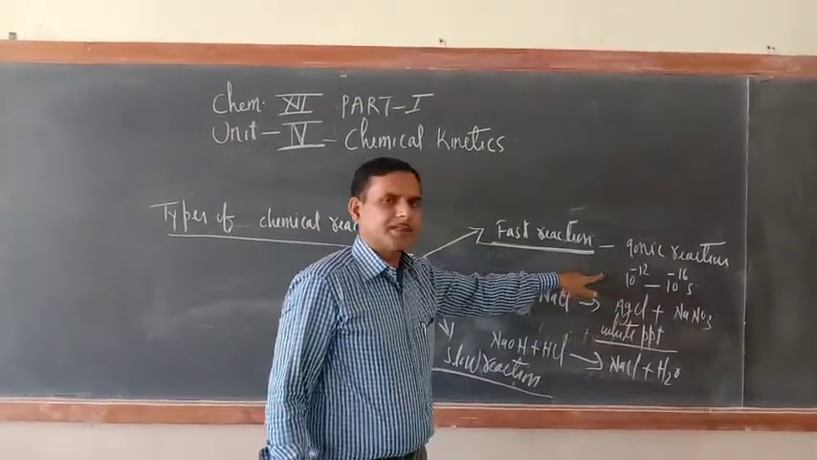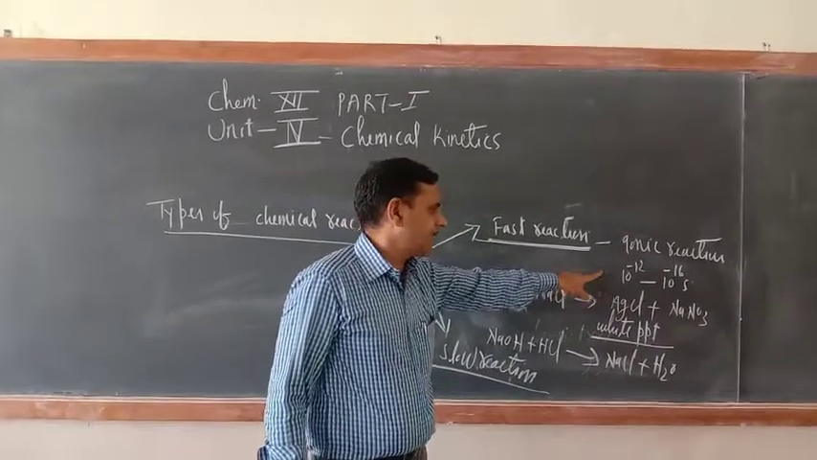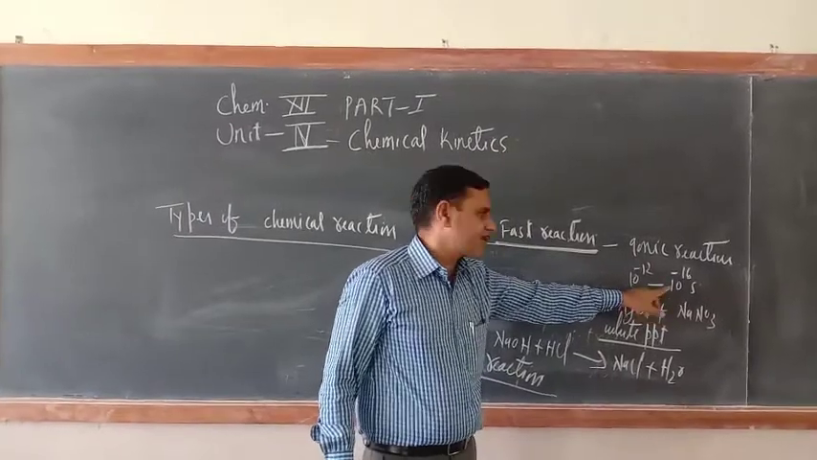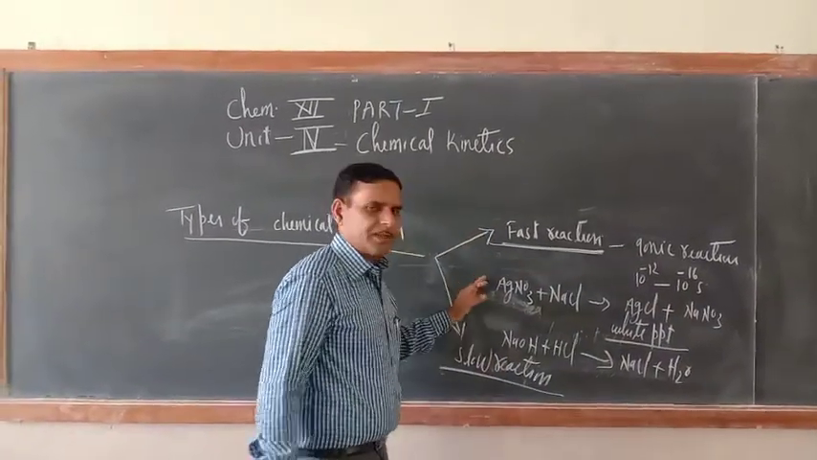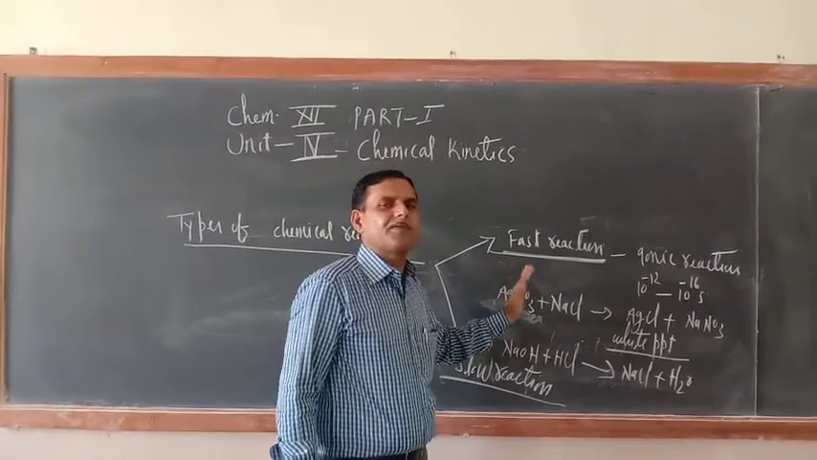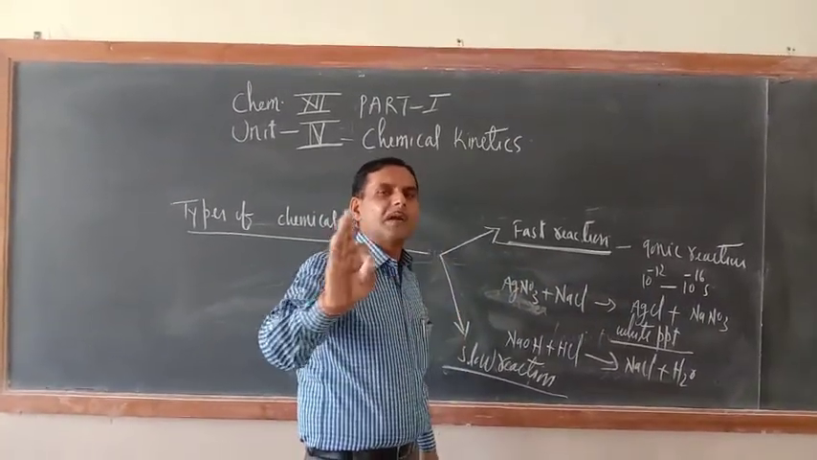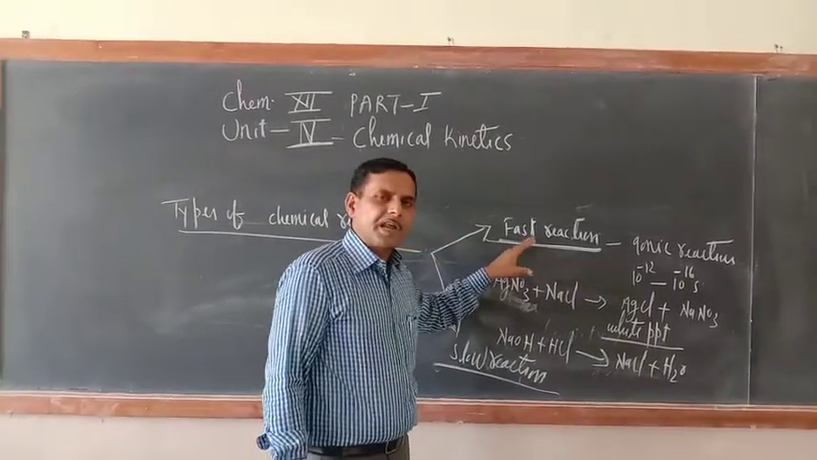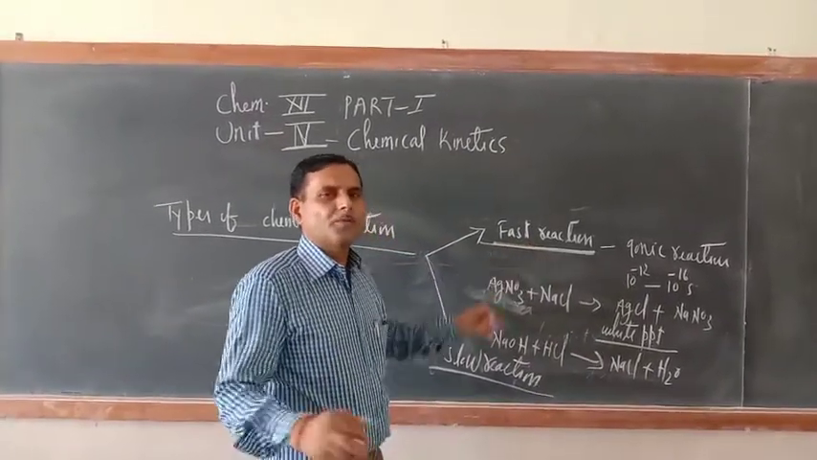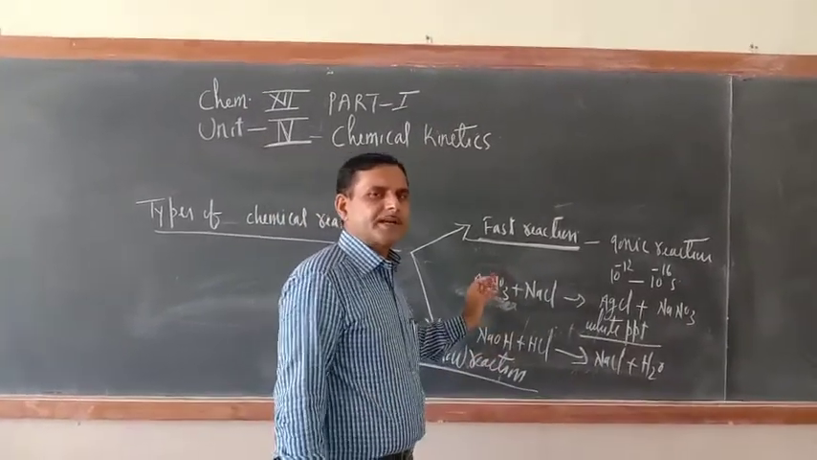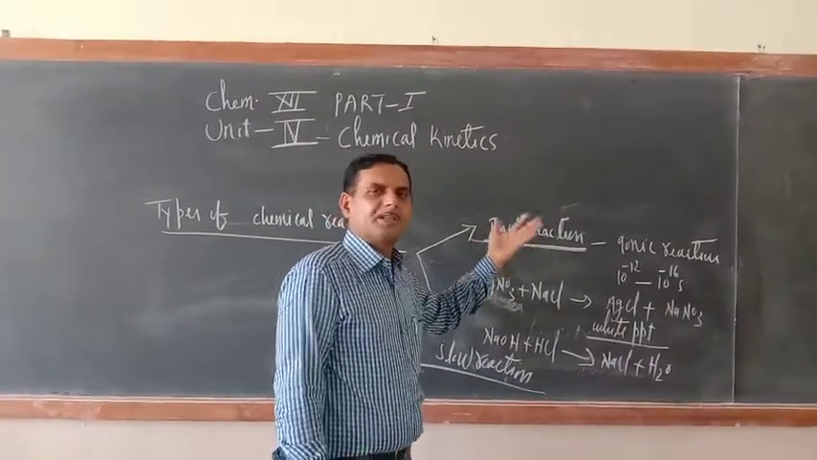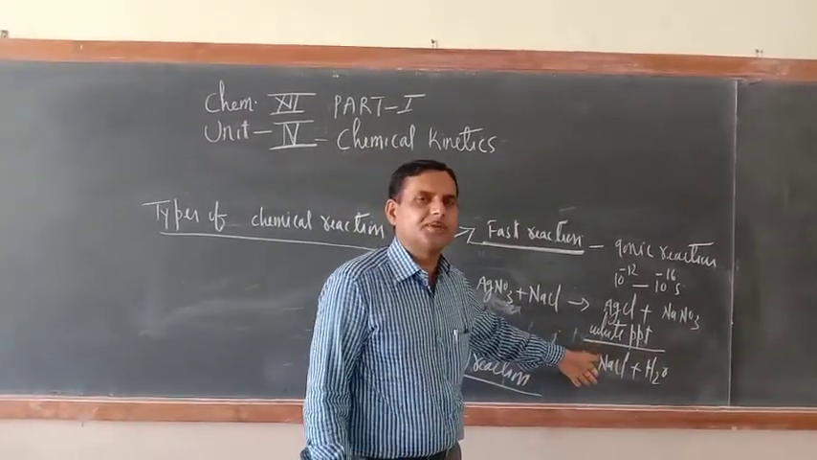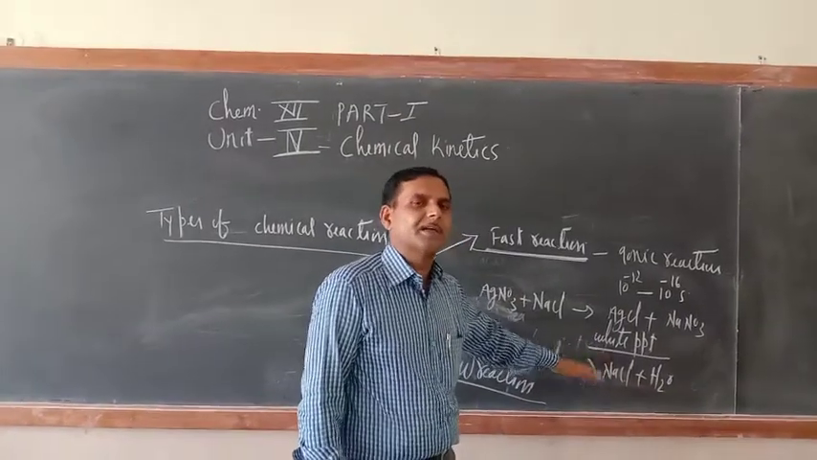Do you know this reaction will be over within a fraction of a second, that is 10 raised to the power minus 12 second to 10 raised to the power minus 16 second. The meaning of this is, since these reactions are very fast, we are unable to calculate their rate of reaction. Moreover, here breaking of bond is not required. The moment you mix the reactants, they will be over within a fraction of a second. Another example is NaOH plus HCl. You know this is the neutralization reaction. This will also take place very fast.